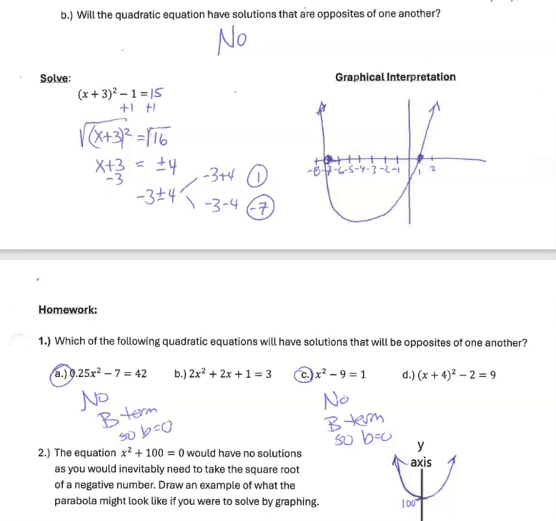So now on the left, you still have your x plus 3, and it equals plus or minus 4. Now we want to get that x by itself, so we subtract 3 from both sides, and you end up getting -3 plus 4 and -3 minus 4.